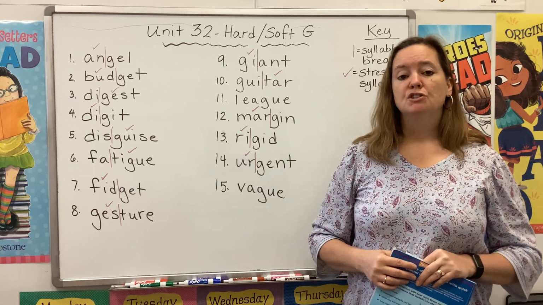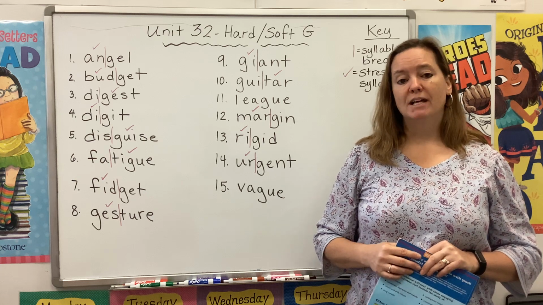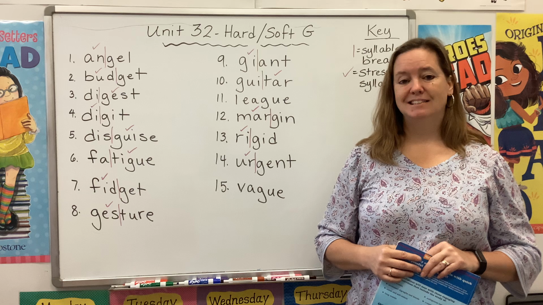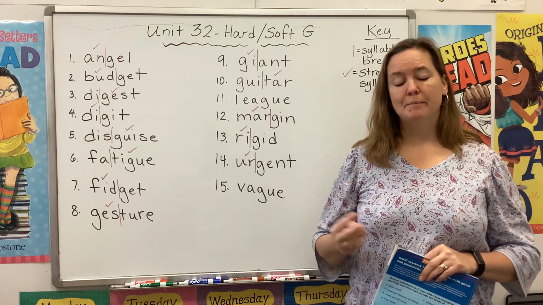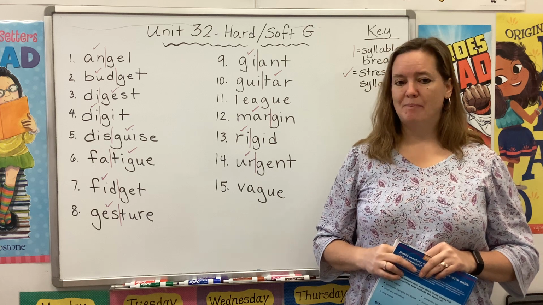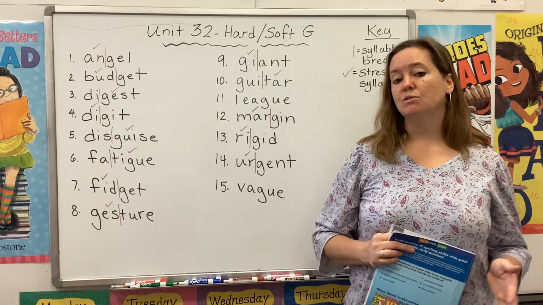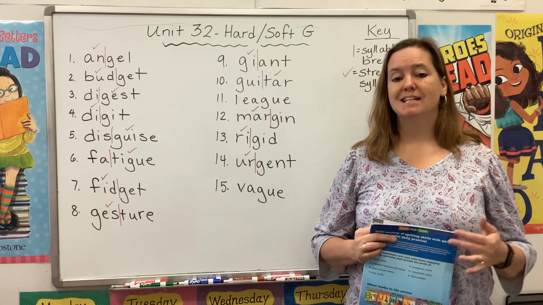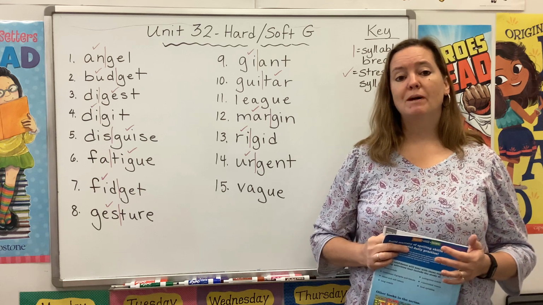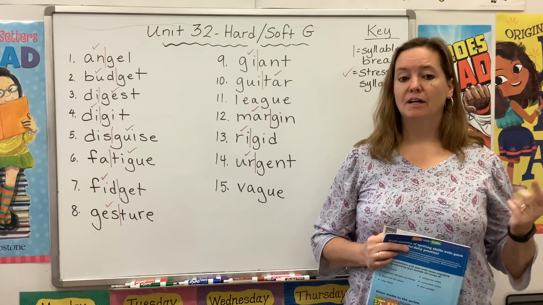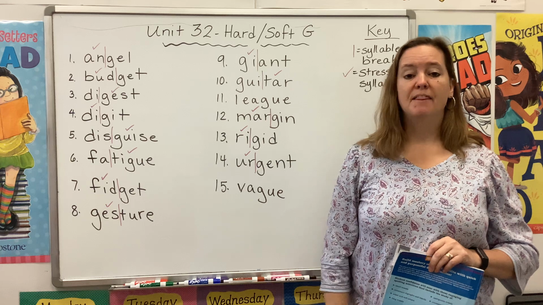So the last 2 weeks we talked about soft C. We know that soft C makes an S sound and is always followed by the letters E, I, or Y. Well, this week we're going to talk about soft G. And the nice thing is soft G follows all the same rules as soft C. Soft G makes a J sound and it is always followed by the letters E, I, or Y. You will see several examples of soft G this week.